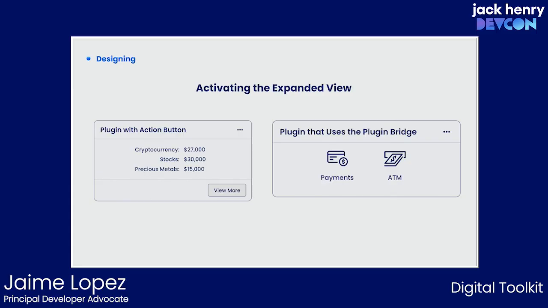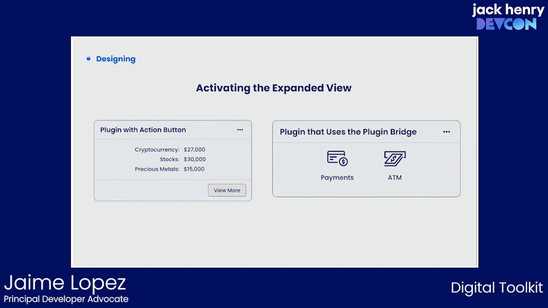Our plugin bridge is an open source JavaScript module that you can incorporate into your web app. It knows how to communicate with Banno Online and Banno Mobile to activate the expanded view, and it can go to different locations. So in this hypothetical example, let's imagine a plugin that accepts online payments, but also lets you take cash out of an ATM. Odds are pretty good those are 2 totally different URL paths that you have in your web application.